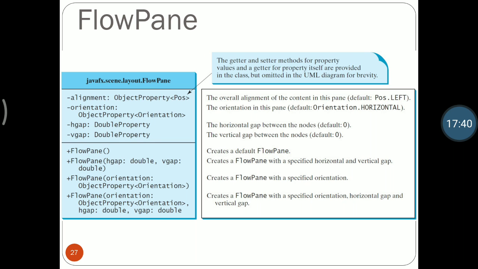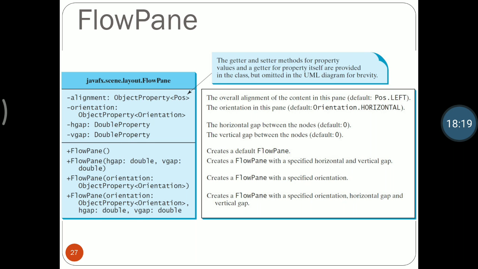It has the properties alignment, orientation, hgap, and vgap. Alignment is the overall alignment of the content in this pane. By default, it will always be left. The second one is orientation. The orientation in this pane will be horizontal by default. Hgap is the horizontal gap between the nodes. By default it is 0. Vgap is the vertical gap, and that is also 0 by default.